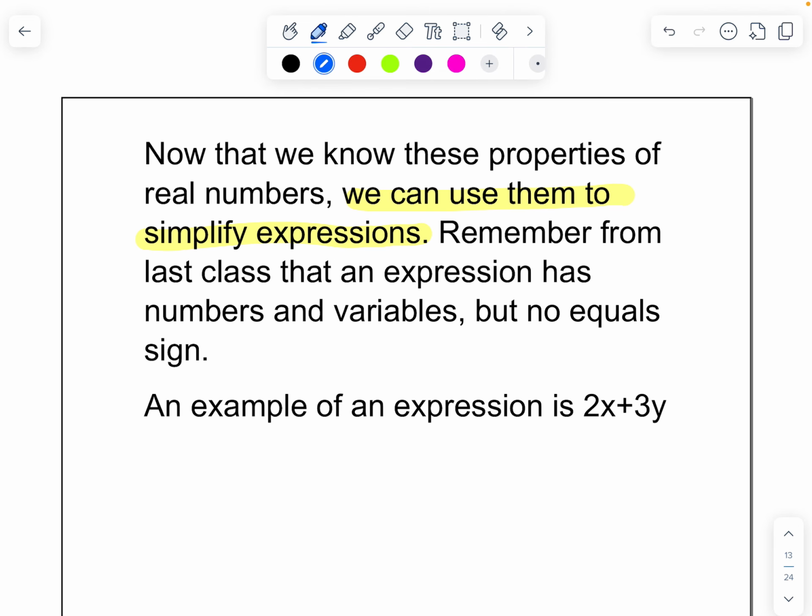Now that we have the properties, we can use those properties to simplify expressions. This was an expression that we saw in that last lesson. 2x plus 3y. Expressions have numbers. They have variables. We don't have things with equal signs yet. Those are equations. We'll get to those in the next lesson. Right now we're trying to simplify expressions. That means we start with something and we're trying to end with something that's more simple.